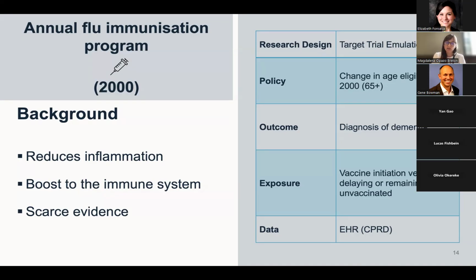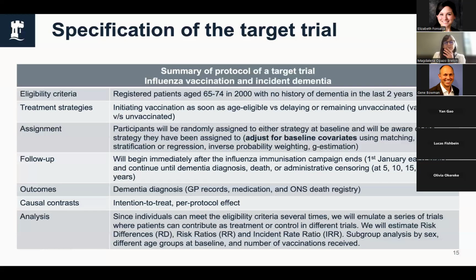But I want to contribute to this literature on immunization and dementia, studying the annual flu immunization program. For this study, I will use the target trial emulation methods and a natural experiment, which is the policy change after year 2000. The outcome will be diagnosis of dementia, and I will compare vaccinated to unvaccinated people, but in a target trial emulation context, which I will explain a bit further. And the data will be electronic health records, which is CPRD data in the UK. So to specify the target trial, I have written a protocol and I'm applying it to the data.